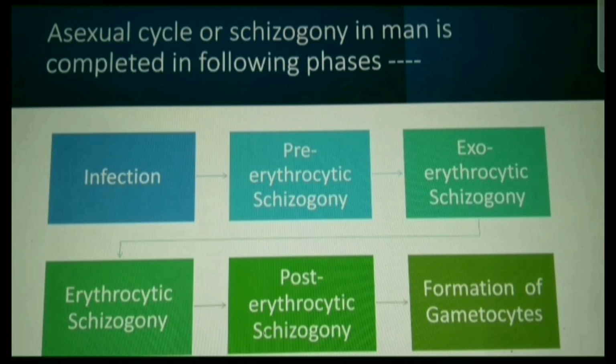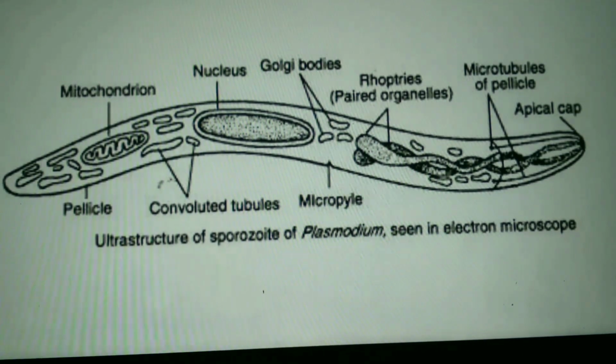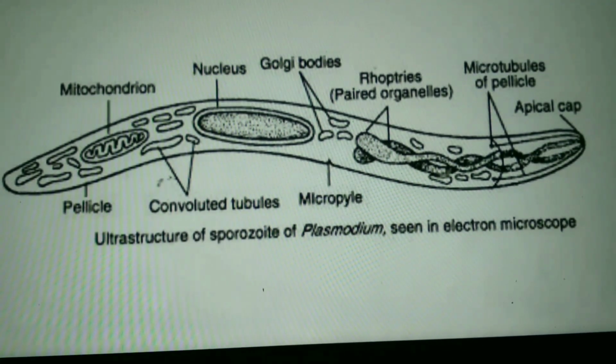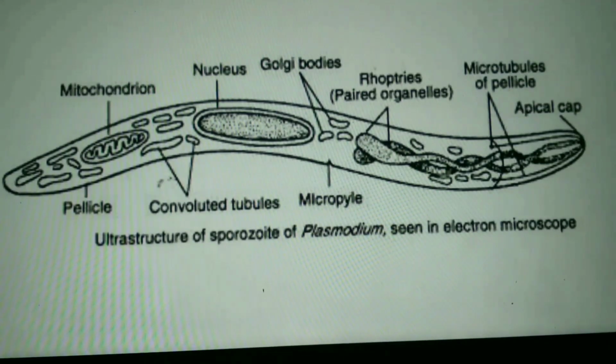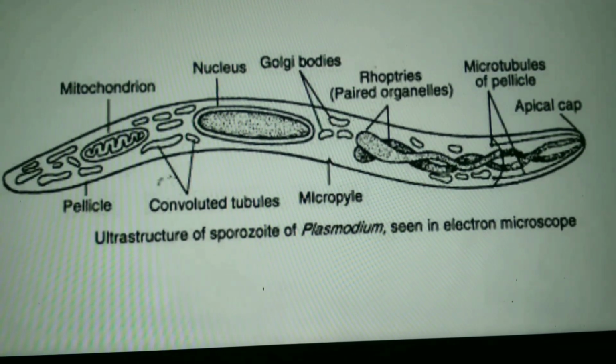Schizogony is the process of asexual reproduction by which Plasmodium vivax undergoes asexual multiplication. It occurs in human liver cells, which is known as liver schizogony, and in RBC, which is known as erythrocytic schizogony. Sporozoites represent the infective forms of the parasite. These are small, spindle-shaped, slightly curved or sickle-shaped, and uninucleate organisms.